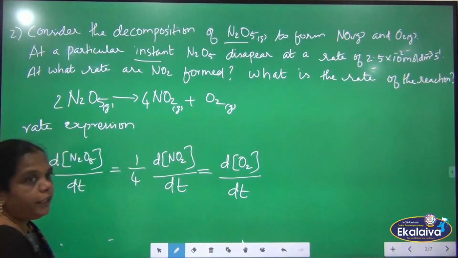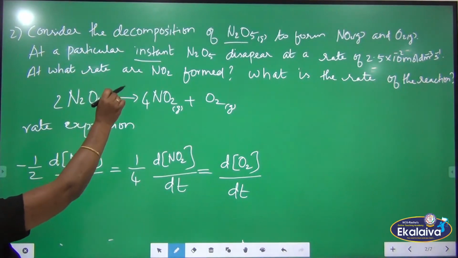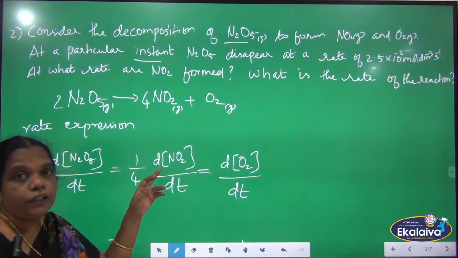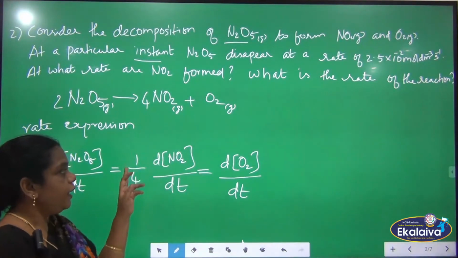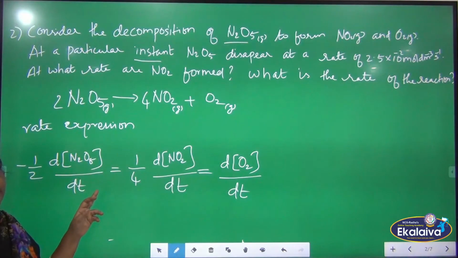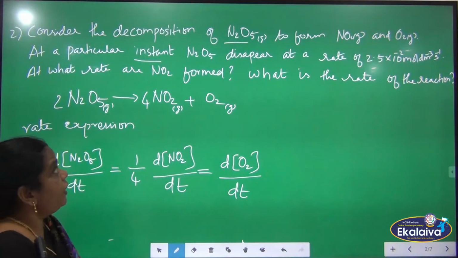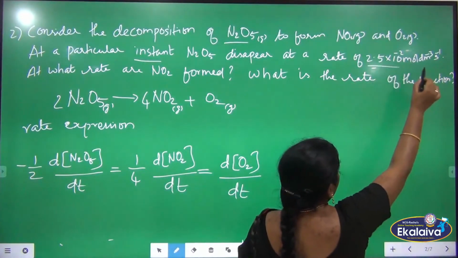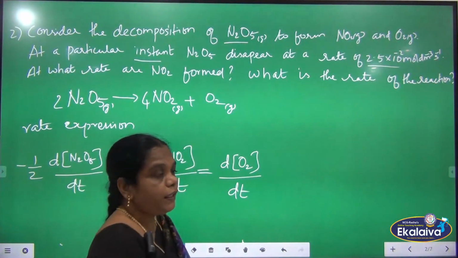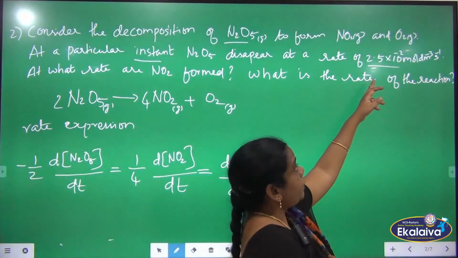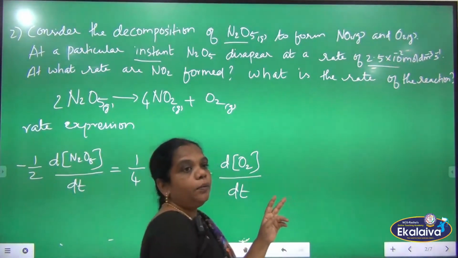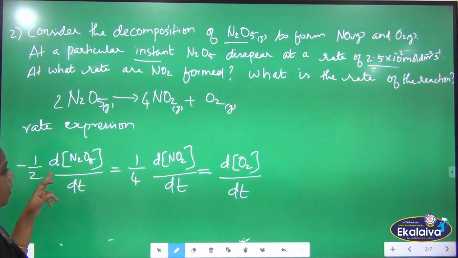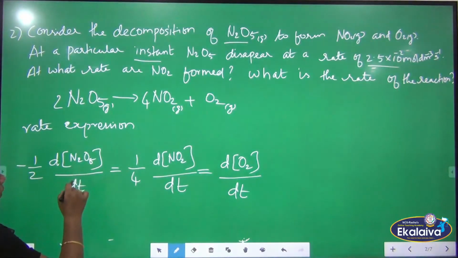So this is the rate equation for the decomposition of nitrogen pentoxide. Now first you want to write the equation for the decomposition, and then you have to write the rate expression for the reaction. Now what is given? The instantaneous rate of disappearance of the nitrogen pentoxide is 2.5 into 10 to the power minus 2 moles per decimeter cube per second. So what is given? Disappearance of the nitrogen pentoxide.